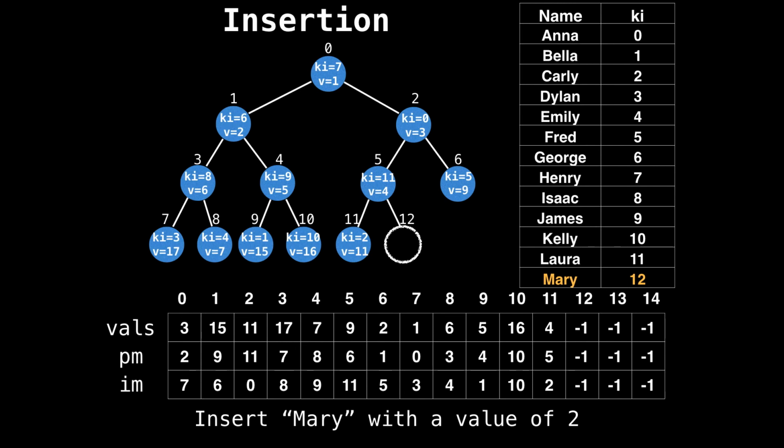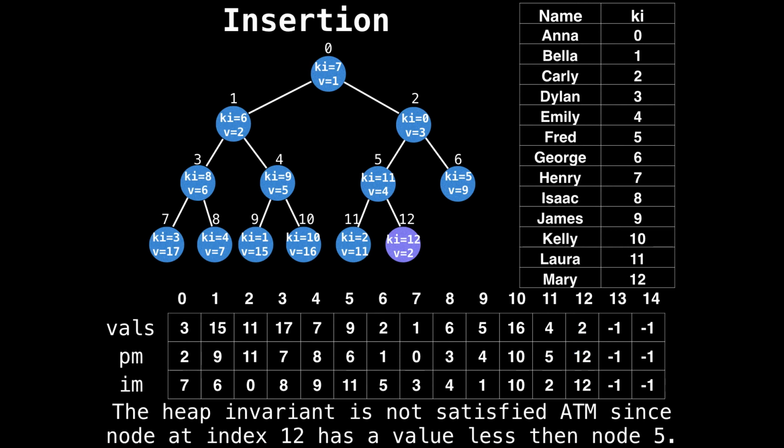Suppose we want to insert the key Mary with a value of 2 into the priority queue. What we first have to do is assign Mary a unique key index value. Then we're going to insert the new key value pair at the insertion position. Notice that upon insertion, we updated our arrays at index 12 to reflect that the new value was in fact inserted. Currently, the heap invariant is not satisfied since the new node at index 12 has a value less than the one at node 5.